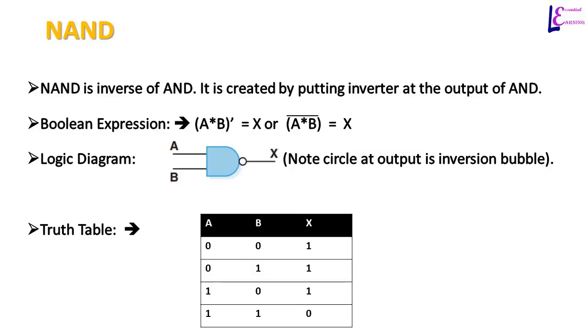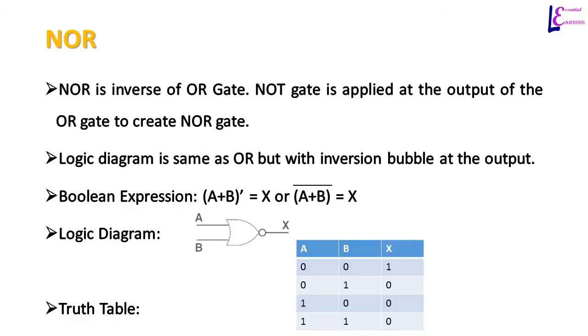NAND gate is inverse of AND. It is created by putting inverter at the output of AND. Boolean expression is same as AND with a bar line or complement sign with it. And inversion bubble is given after AND diagram to make it NAND diagram. NOR gate is inverse of OR gate. At the output of OR gate, inverter is applied to make it NOR gate. Logic diagram is same as OR but with inversion bubble at the output. Boolean expression is also same as OR gate, but for the purpose of inverting, a bar or a complement sign is applied.